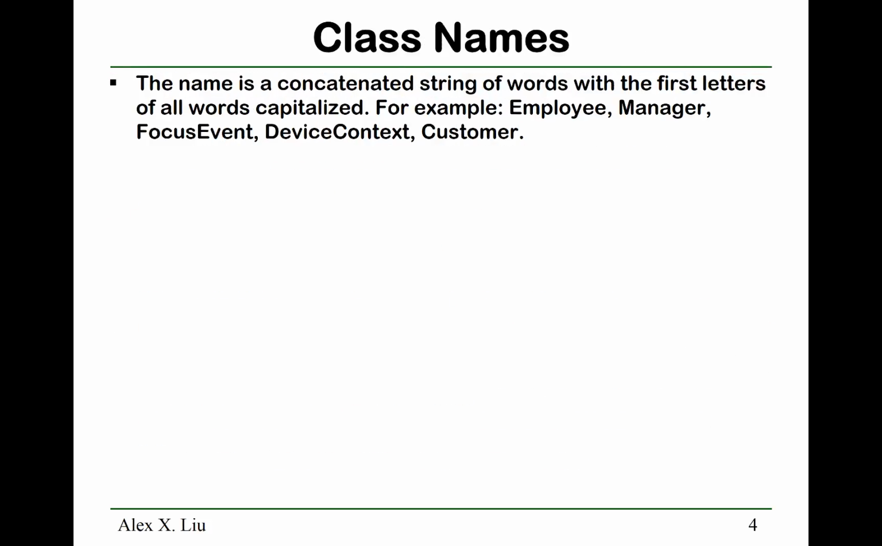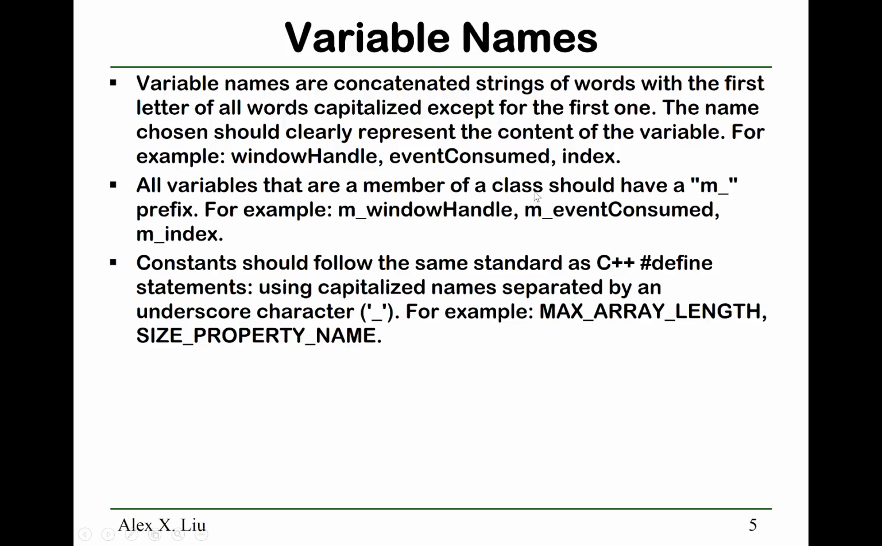Class names. The name of a class should be a concatenated string of words with the first letter of all words capitalized, such as Employee, Manager, FocusEvent, DeviceContext, Customer, and so on. Variable names. Variable names are concatenated strings of words with the first letter of all words capitalized, except the first one. And the name should clearly represent the content of the variable. For example, windowHandle, which means the handle of a window, eventConsumed, index, and so on.